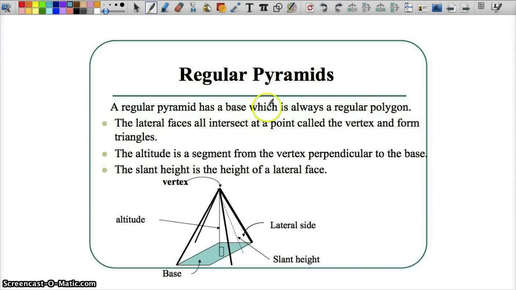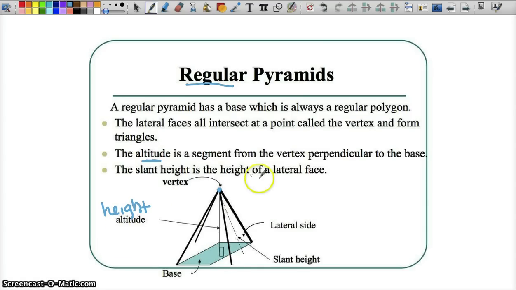For a pyramid, the base is always a regular polygon, and it's for regular pyramids, which would make sense. The lateral faces, so lateral means everything except for the bases. They all come to a point up here, and that would be your vertex, and then each side is a triangle. So in this case we have 4 triangles on the side. The altitude, again, that segment that's perpendicular, is also the height. So when you see that in the formula, know that those two are the same thing, straight down.